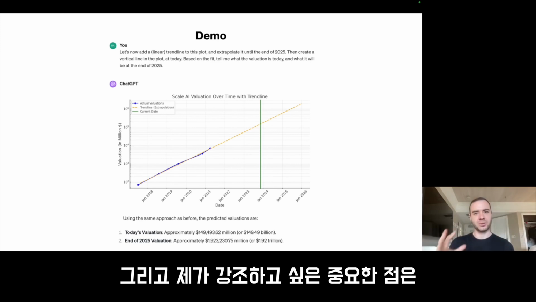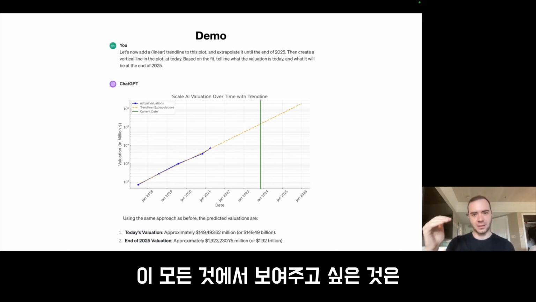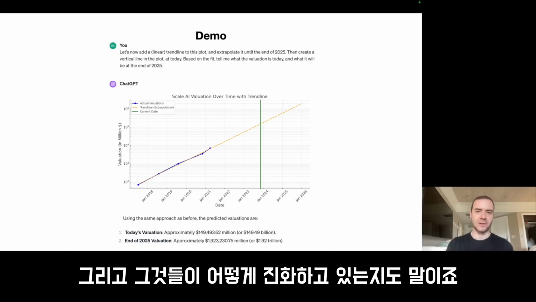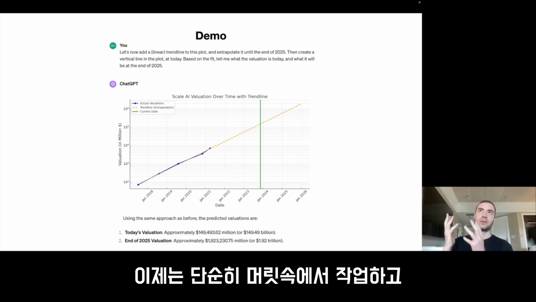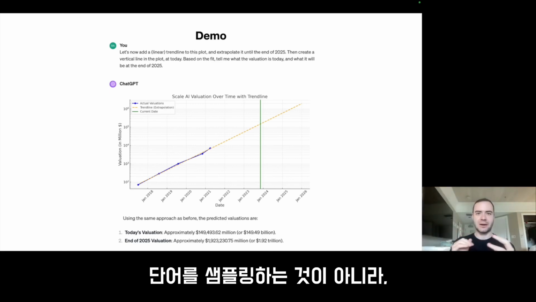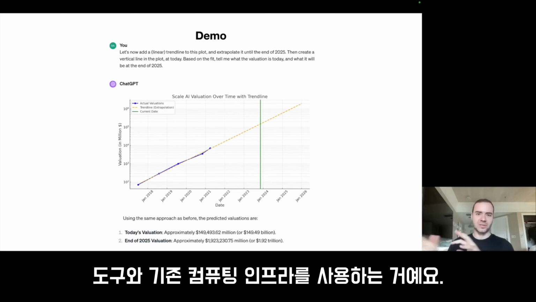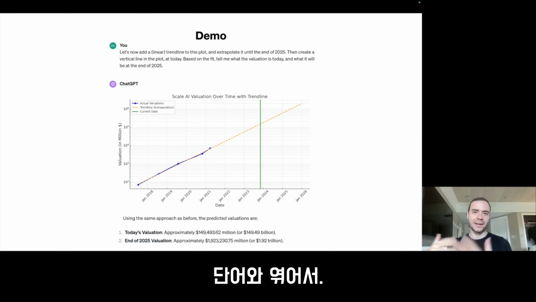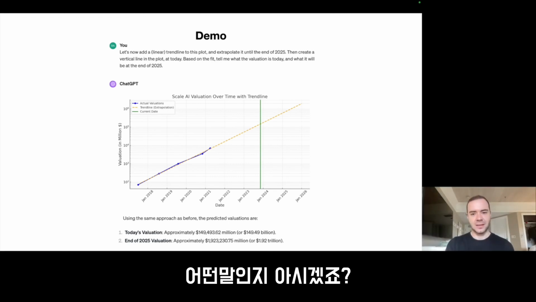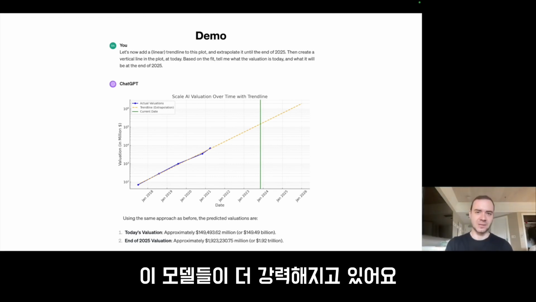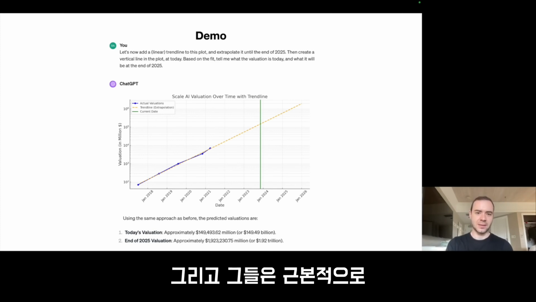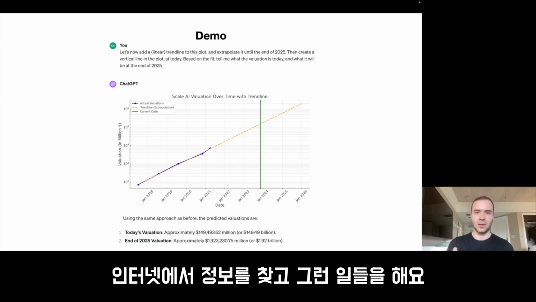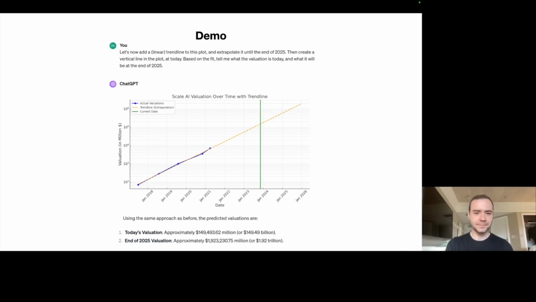And the crucial point that I want to demonstrate in all of this is the tool use aspect of these language models and how they are evolving. It's not just about working in your head and sampling words. It is now about using tools and existing computing infrastructure and tying everything together and intertwining it with words, if that makes sense. And so tool use is a major aspect in how these models are becoming a lot more capable. And they can fundamentally write a ton of code, do all the analysis, look up stuff from the internet and things like that.